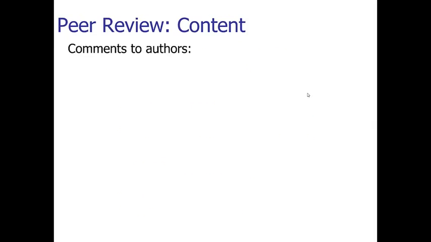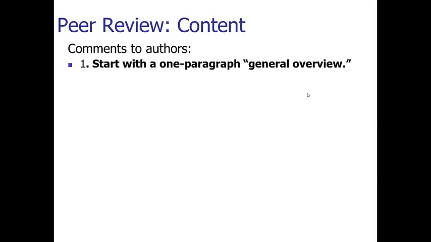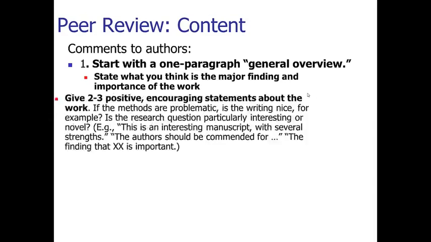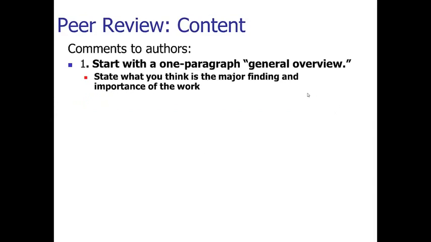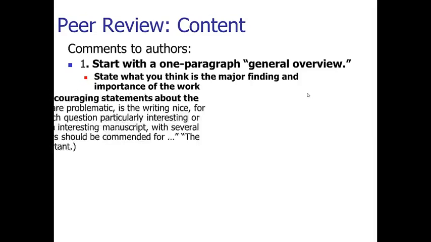I'm taking notes as I go along, starting to type out these comments. What you're providing in your peer review, the content, is a set of comments to the authors. So you want to start that set of comments with a one-paragraph general overview, and then you're going to go into the specifics, the specific comments. So start with a one-paragraph general overview. The first thing you want to do is state what you think is the major finding and importance of the work. So restate what is probably something obvious, hopefully it's obvious, but state what you think is the major finding and significance of that work. So, a one-sentence statement.